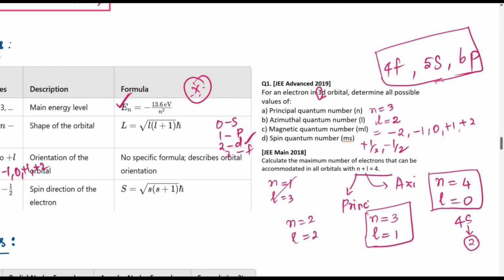And if I am considering 3p, six electrons. What about 3d? Then that is not possible. So total of 8 electrons.